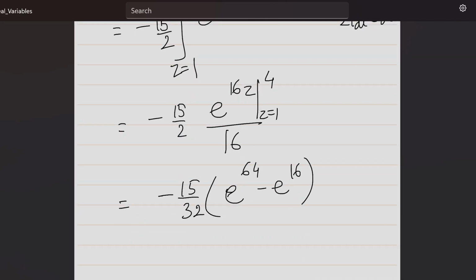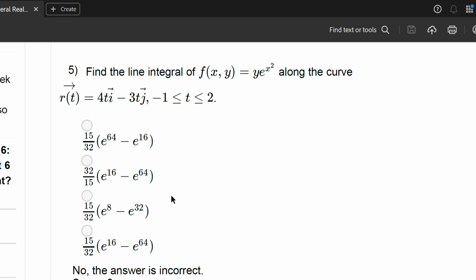So this is the answer. So just 16 by 32 minus into e power 64 minus e power 64 minus e power 16.